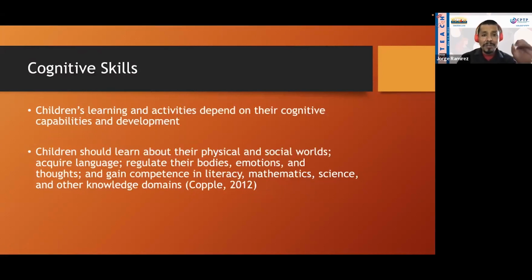But what about the cognitive skills? Yes, we want children to be smart. We want them to have a good idea into what the colors, the numbers, the shapes, the sizes, and all that, those academic components are.